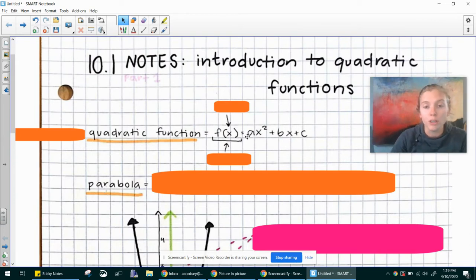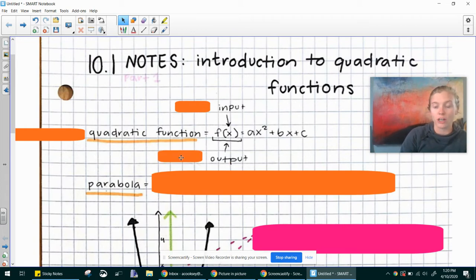A quick review of what this function notation means. F of x is how we say this, not f times x. The x is whatever we are inputting, and f of x represents our output. So the x tells us what we're going to substitute in for x, and f of x is our output.